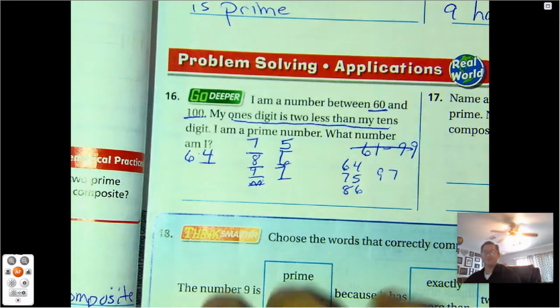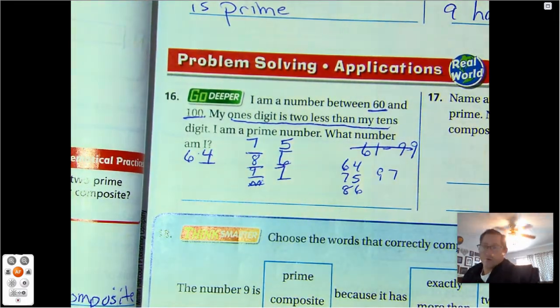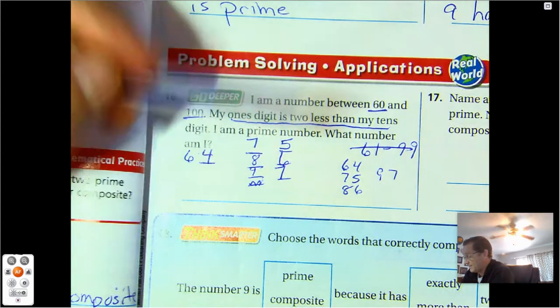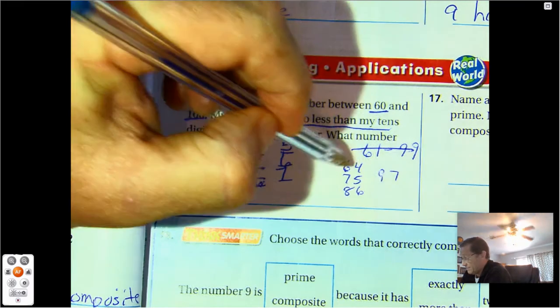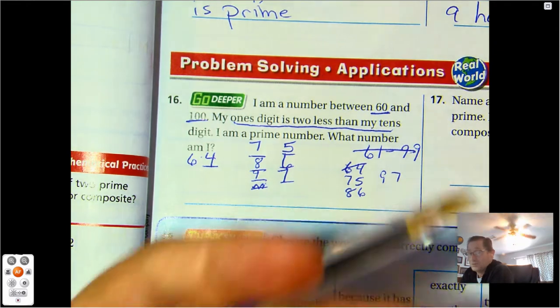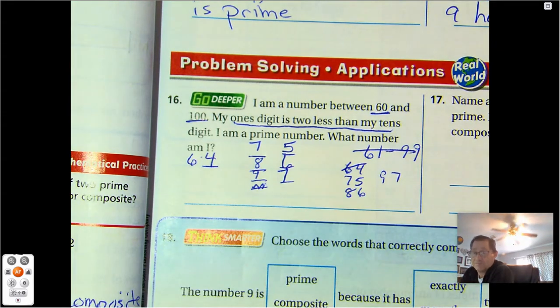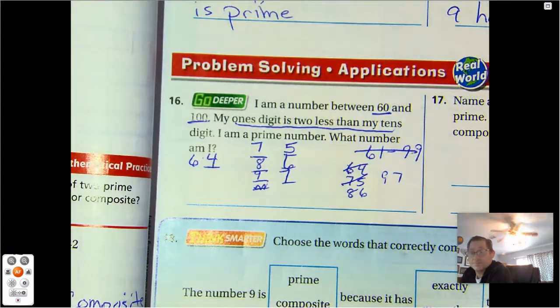There should be some obvious ones that you look at and say, nope, that's composite. It can't be a prime number. 64. Why can't that be prime? Because it's an even number. So I know 1, 2, and 64 at least work. So it has more than 2. 75. I know 75 is not going to work because it ends in a 5. So it has to have 5 as a factor as well. So it's going to have 1, 5, and at least 75 as factors.